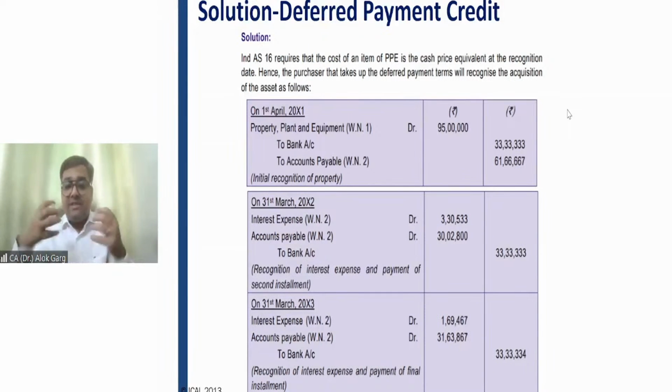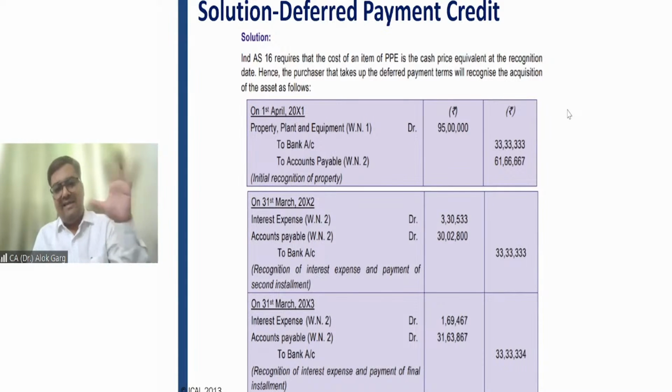Cash price equivalent means upfront payment you are paying, or as per the normal credit terms. So that is why I have computed the present value. The present value of the first installment is same because it is paying upfront. For the second installment, 1 year discounting. For the third installment, 2 year discounting. So this is coming out at 95 lakh and asset has to be recognized at 95 lakh rupees.